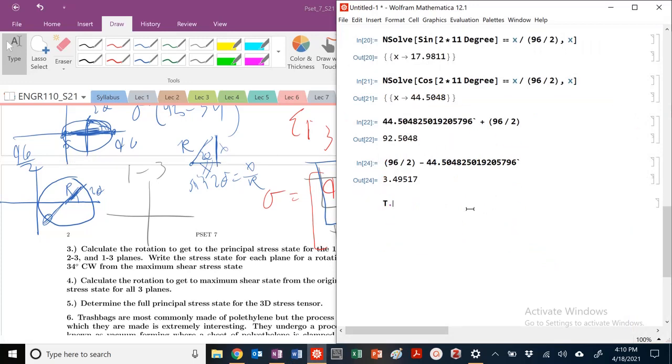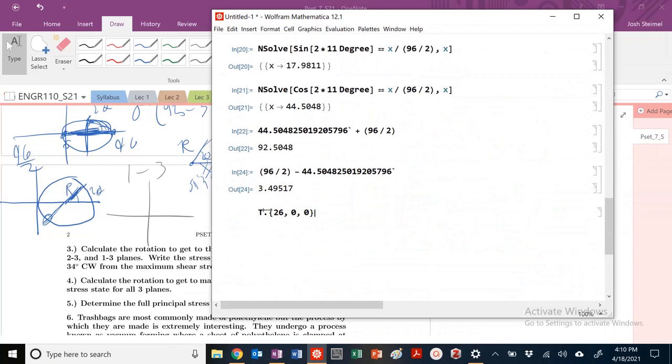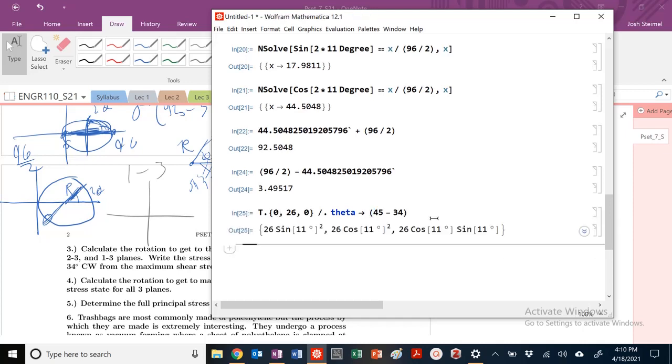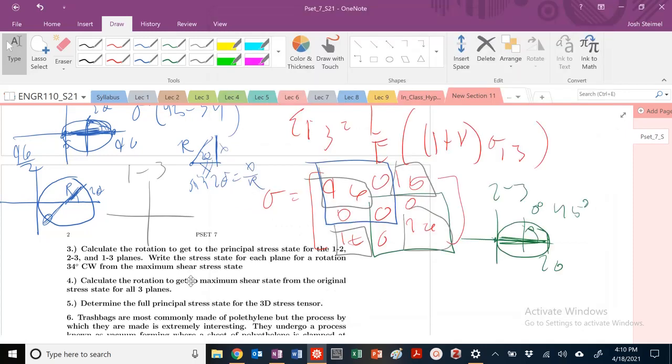So if I do T dot, I've got 26, I've got 0, 0. Actually, we keep it in the same notation. You get to do this 0, 26, 0, and then slash dot theta goes to, again, 45 minus 34, and that's going to be my stress state right here. Bang. And you could do the same check there.